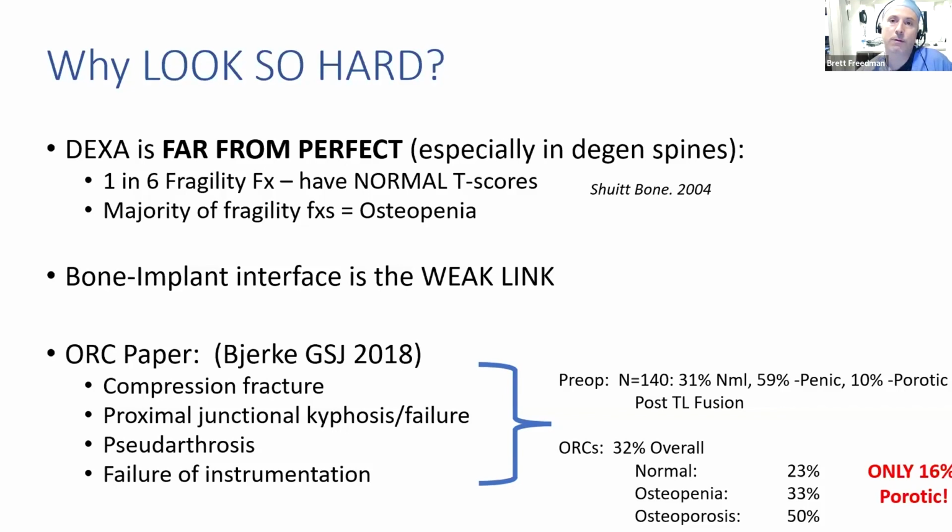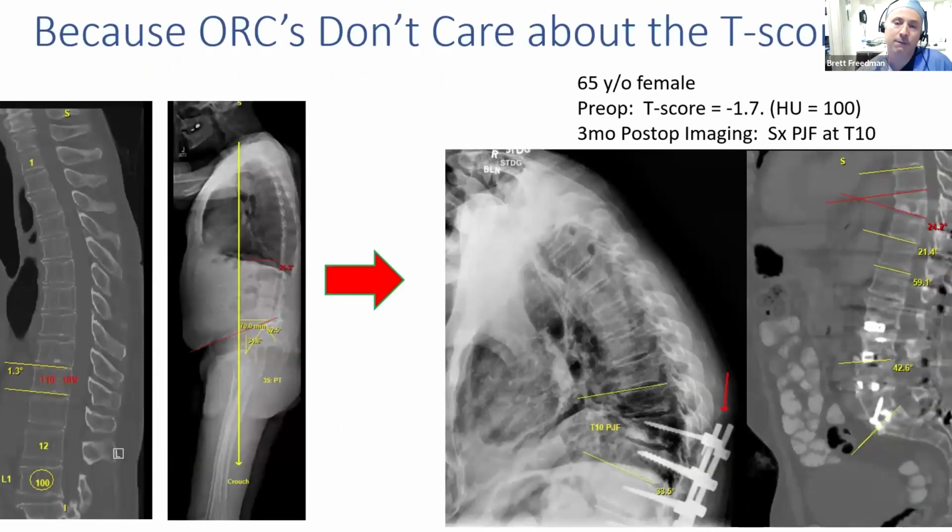In that group, 1/3 had an osteoporosis-related complication. You can see what those are on the left. And of those 1/3 that had an osteoporosis-related complication, 84% were deemed to either have normal or osteopenic bone prior to surgery. So DEXA is definitely not enough for us to understand.